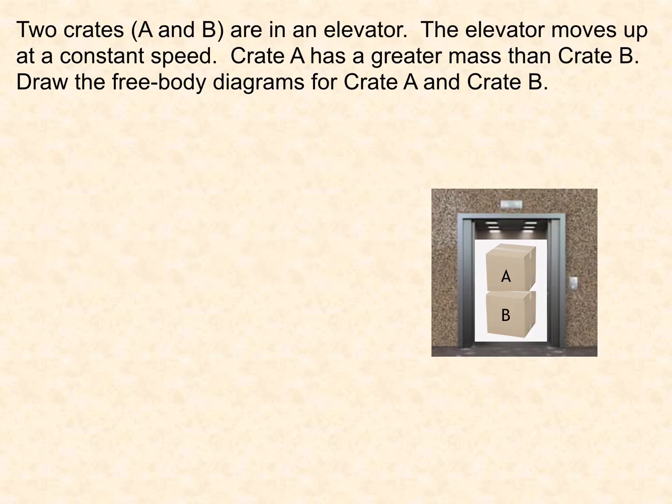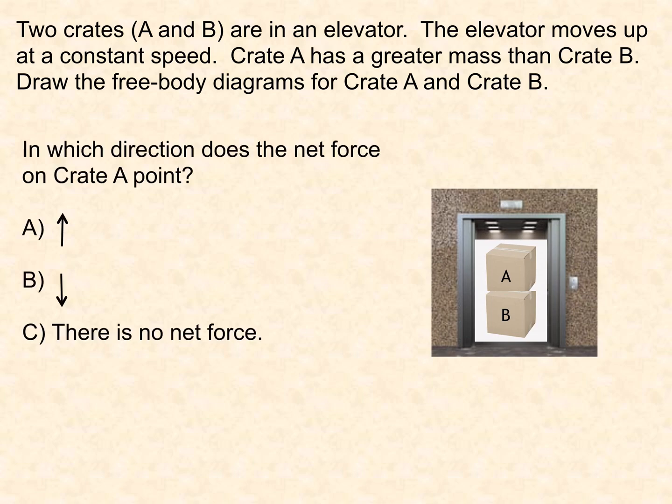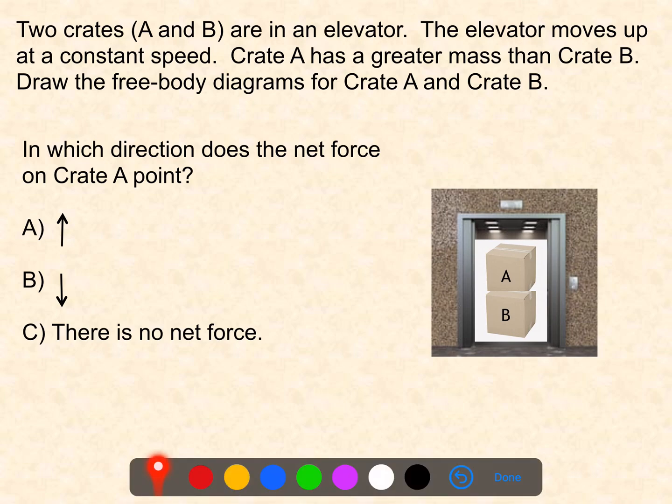So let's take an example that is a little bit different from the one that we discussed last time. You still have one object on top of another object. This time they are crates inside of an elevator. The elevator is moving upward at a constant speed, and we know that crate A has a greater mass than crate B. And so we want to draw a free body diagram for each of these crates. And we want to know, first of all, in what direction the net force on crate A points. So you can pause the video if you want to figure out what this is, and then when you come back, hopefully you were able to deduce the correct answer is C.